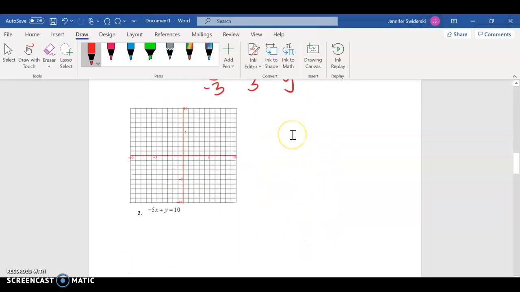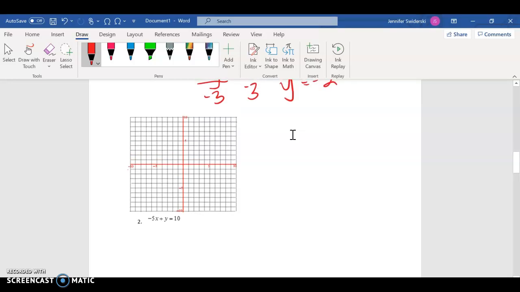All right, so let's try this next one. If I need to find my x, it would be negative 5x, pretend like y is not there, equals 10. We'll divide both sides by negative 5. So we get x is equal to negative 2.